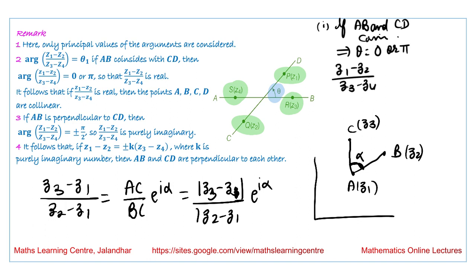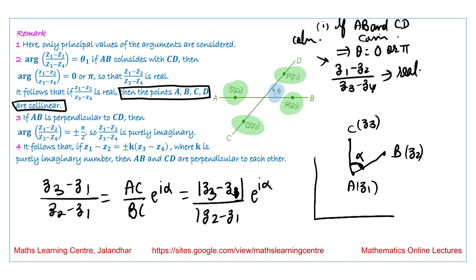So from these results, we can see that the value of (z1 minus z2) over (z3 minus z4) will be purely real. And then the points A, B, C, D will be collinear. So if we have to prove that these four points are collinear, then we have to prove that (z1 minus z2) over (z3 minus z4) is a real number.